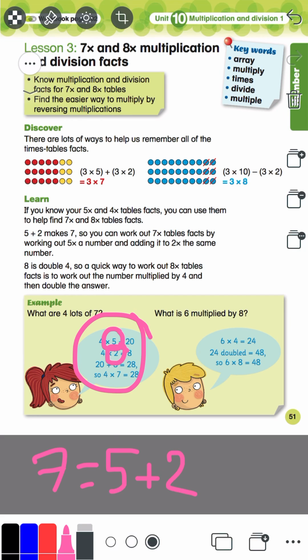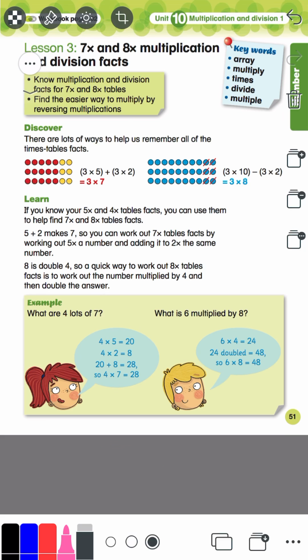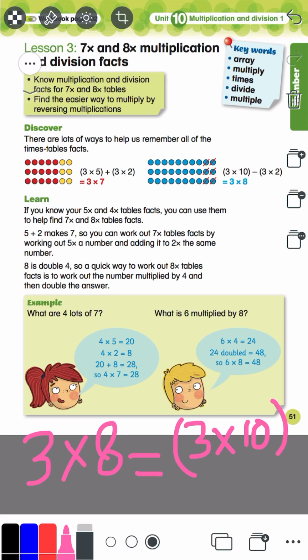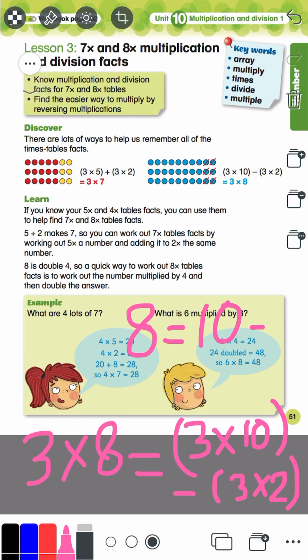Or, again, if we want the multiplication table of 8, 3 times 8, we can use the splitting up method, which is 3 times 10 minus 3 times 2, because 8 equals 10 minus 2. So 3 times 8 equals 3 times 10 minus 3 times 2.